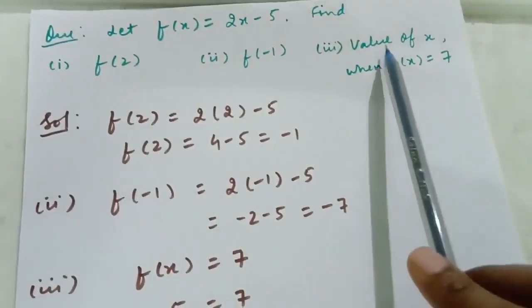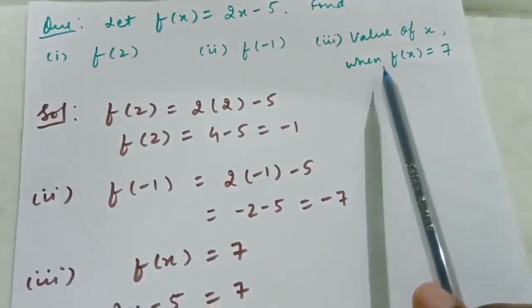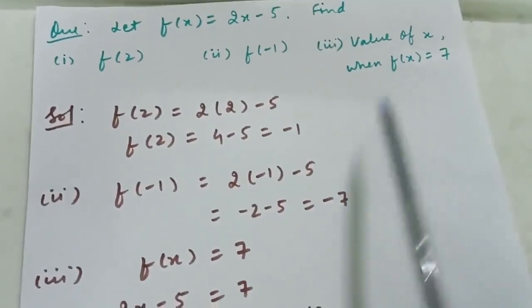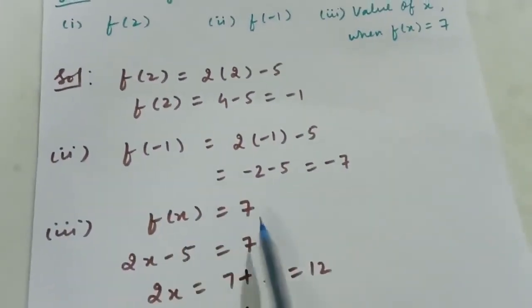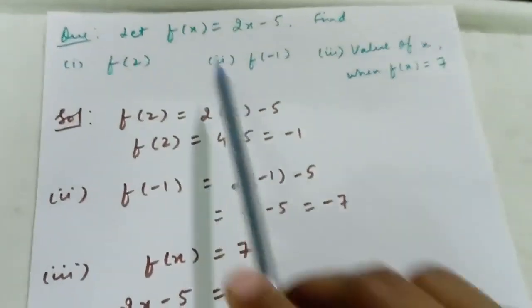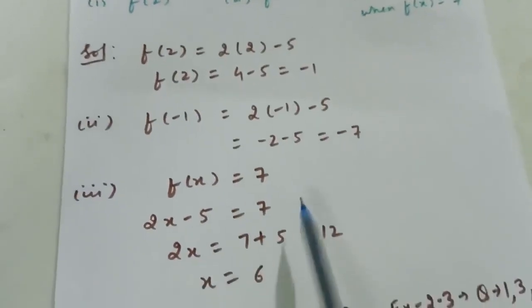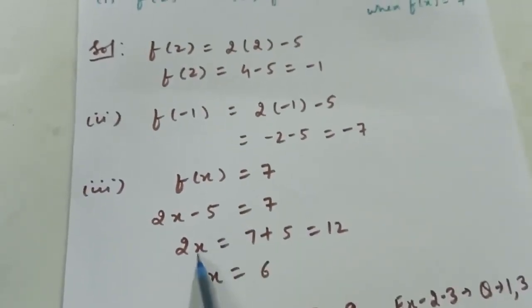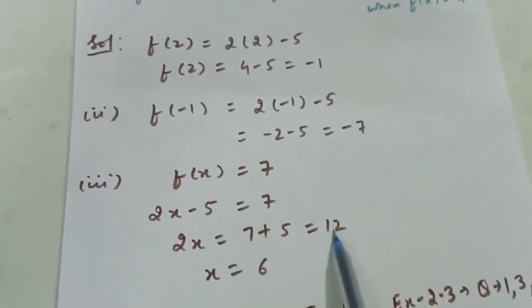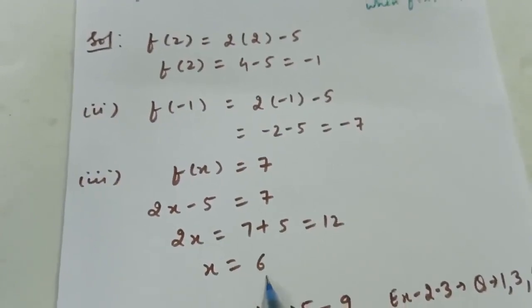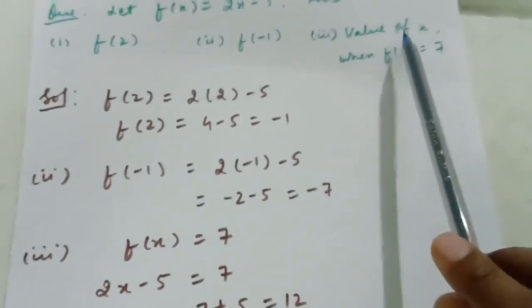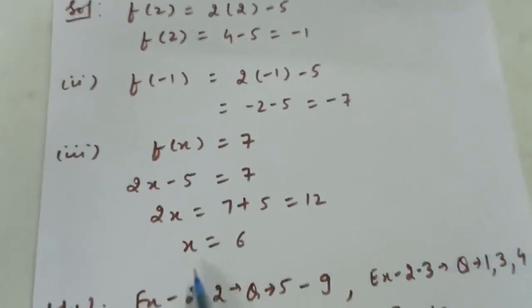Now in the third part we have to find the value of x when f(x) is 7. F(x) is given to us as 7, but in the question f(x) is 2x minus 5. So 2x minus 5 is equal to 7, that is 2x is equal to 7 plus 5, 12, and x is 6. So the value of x is 6.